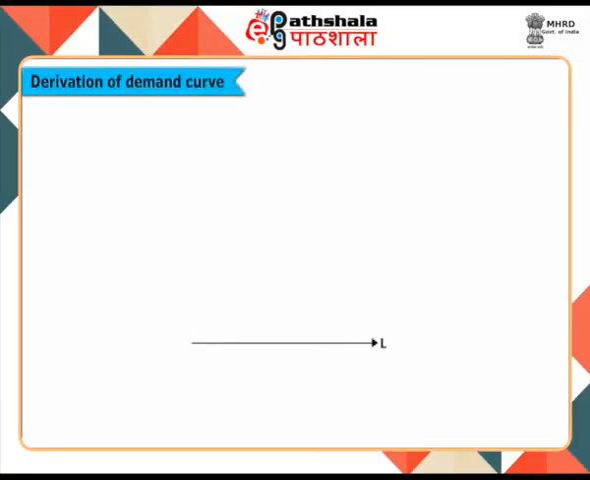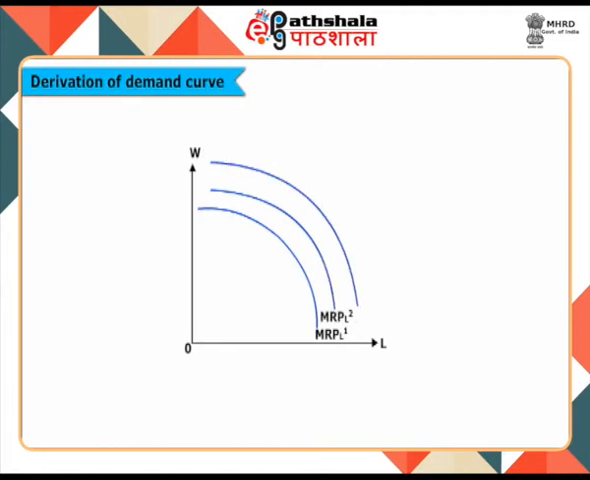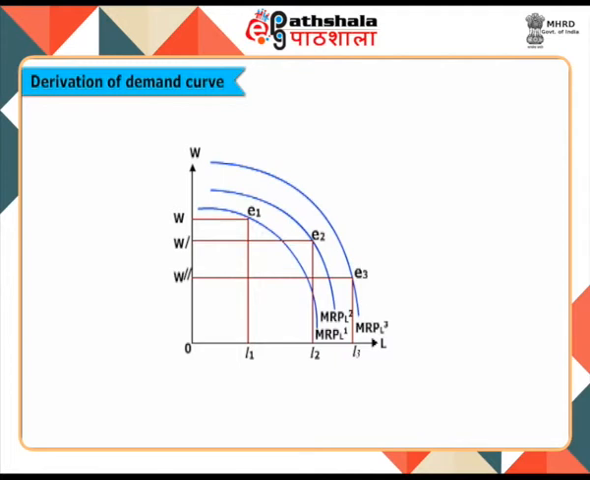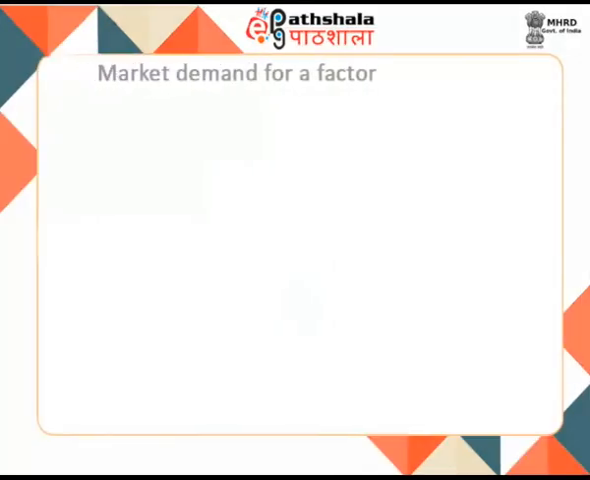Let us take labor on the x-axis and wage on the y-axis. For different wage rates, we have corresponding levels of employment by equating the wage lines with the separate MRPL curves. Suppose for three different wage rates W, W', and W'', we get three different equilibrium points E1, E2, and E3 on the three separate MRPL curves. Thus, by joining E1, E2, and E3, we have the new demand curve for labor in case of several variable factors.